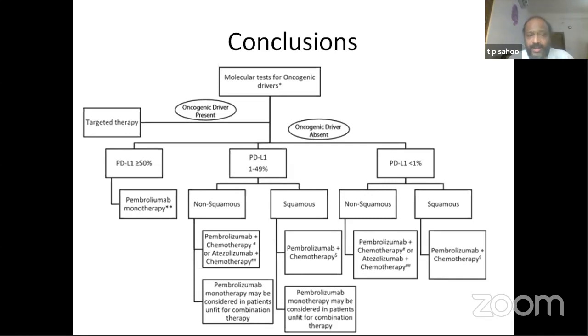For the majority of Indians, this is still out of reach, and chemotherapy followed by some form of chemotherapy is the way we go ahead. And that's what my final take will be.